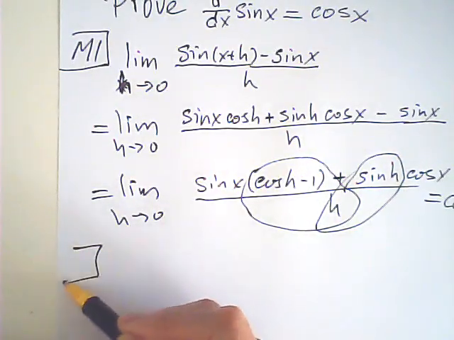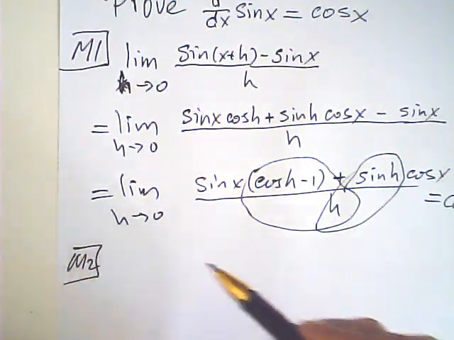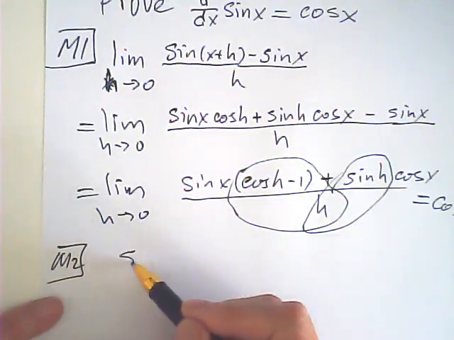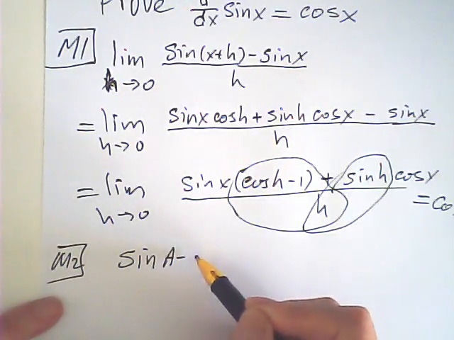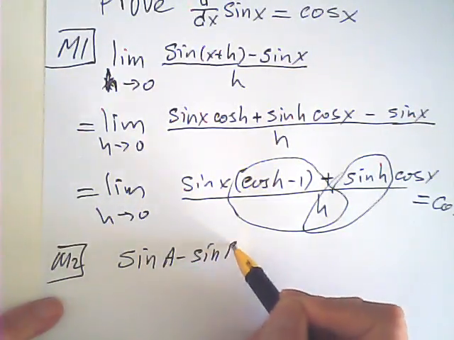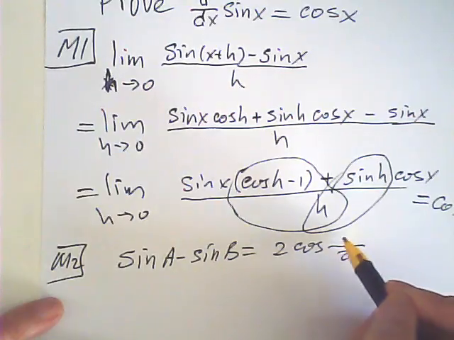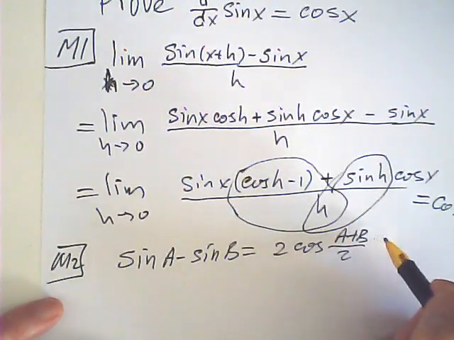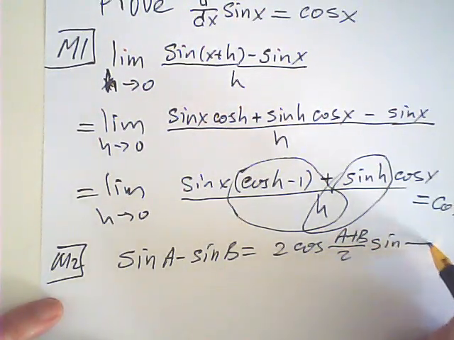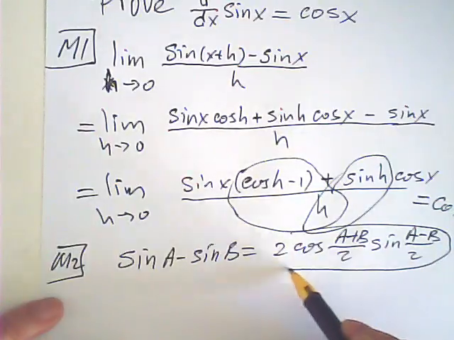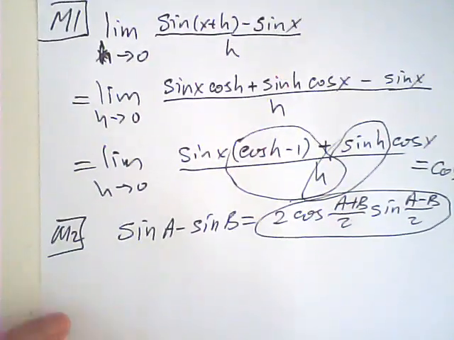Okay, this is the proof that I think every student learns in their first course of calculus. Now, method two. I'm using this formula: sine A minus sine B is equal to 2 cosine of half A plus B times sine of half A minus B. Okay, this is simply a formula in trigonometry.